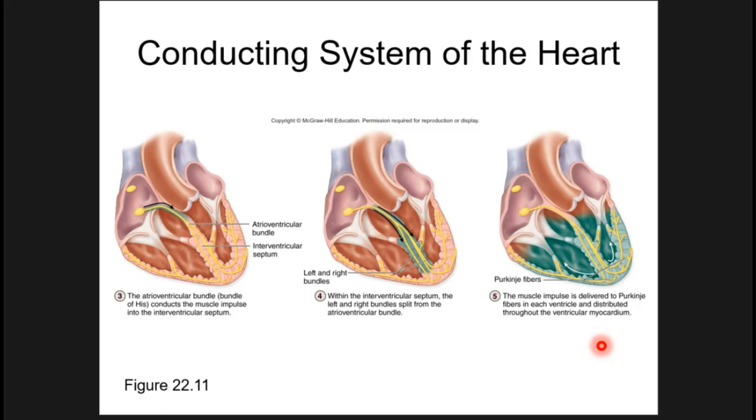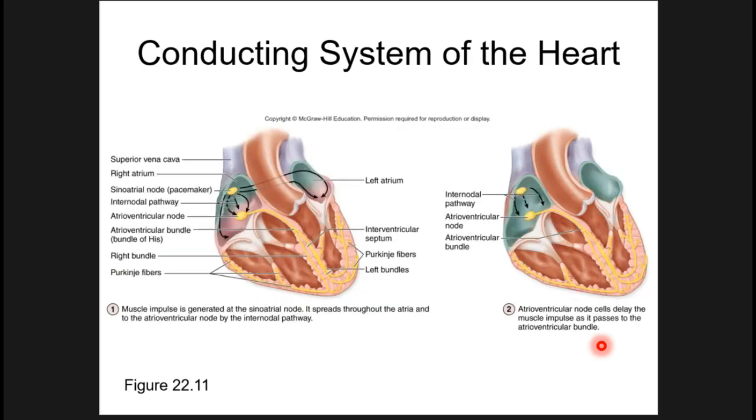The thing that's sending is the action potential? So the SA node is initiating action potentials, and it is propagating through these pathways. Yes, the action potentials, yes. SA, AV, bundle of His, bundle branches, Purkinje. Yes.